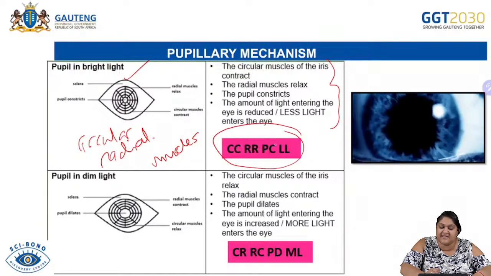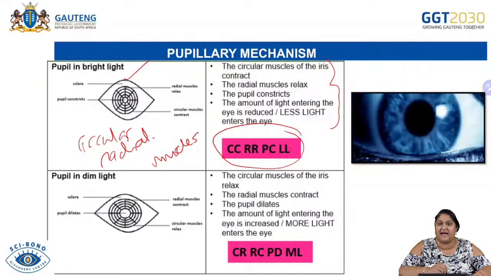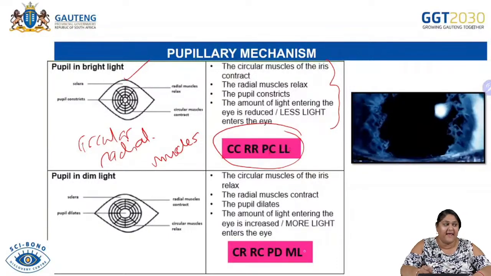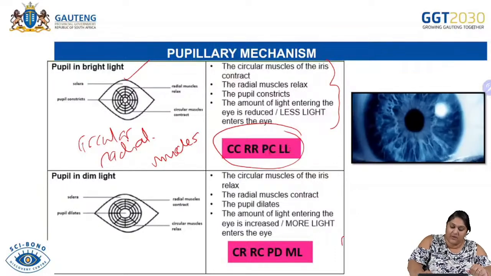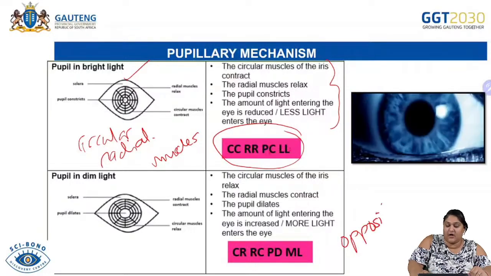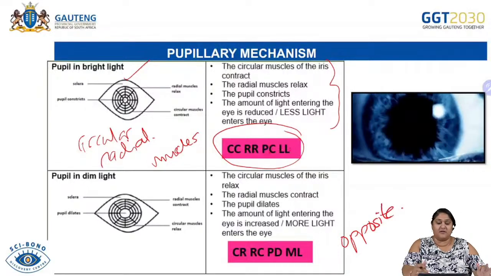The pupil constricts and less light enters the eye. Okay, that's what's helping you over there. And then on this one, we have the circular, this is the opposite. So learn one, and then you know that this one is the opposite. Okay, but like I said, it's only practice.